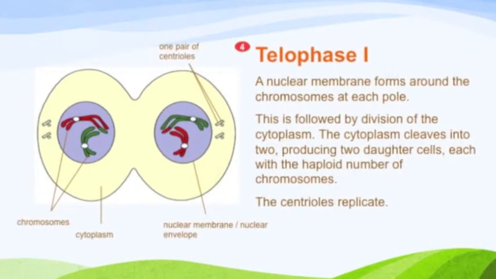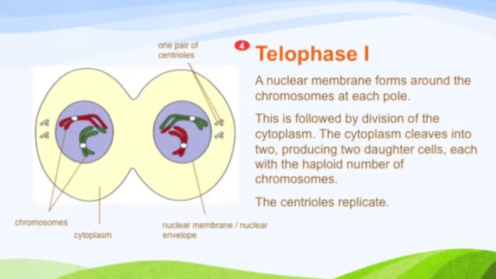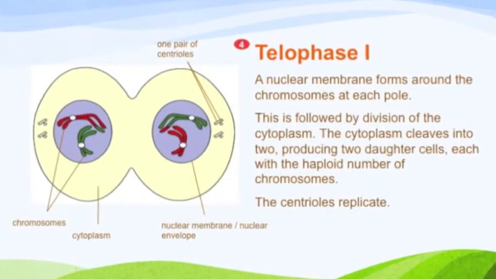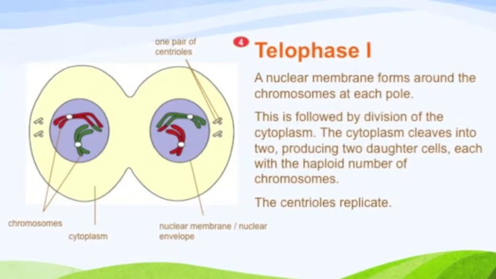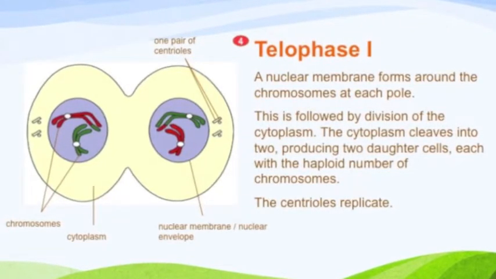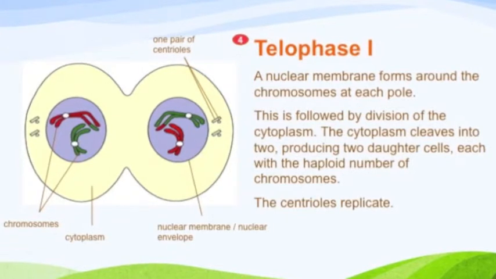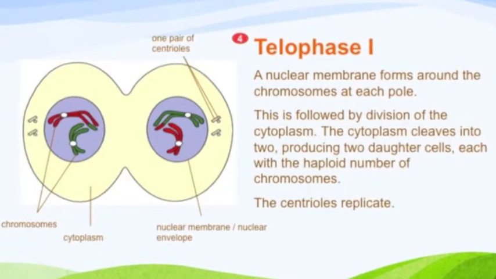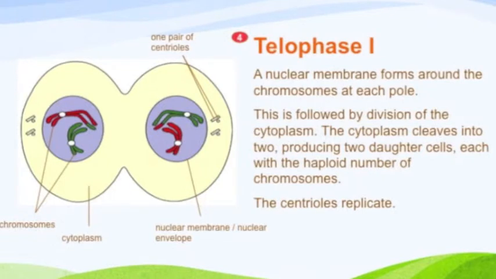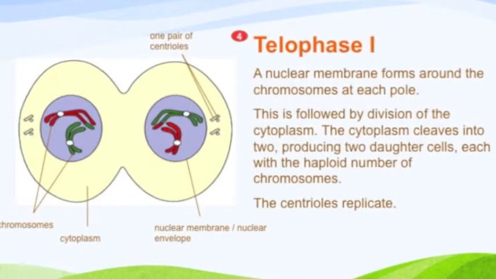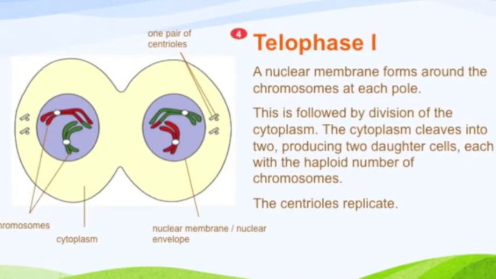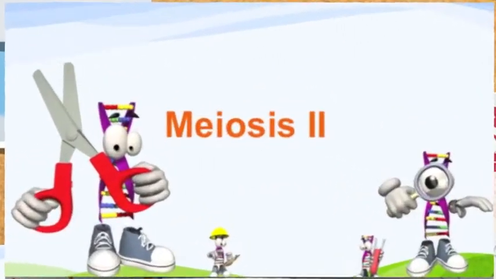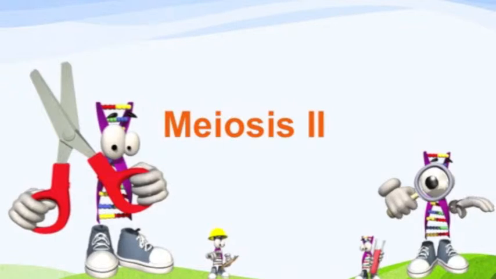In telophase I, a nuclear membrane forms around the chromosomes at each pole. This is followed by the division of the cytoplasm. The cytoplasm actually cleaves into two, producing two daughter cells, each with the haploid number of chromosomes. At this point, the centrioles will divide as well. We have now reached the end of meiosis I.